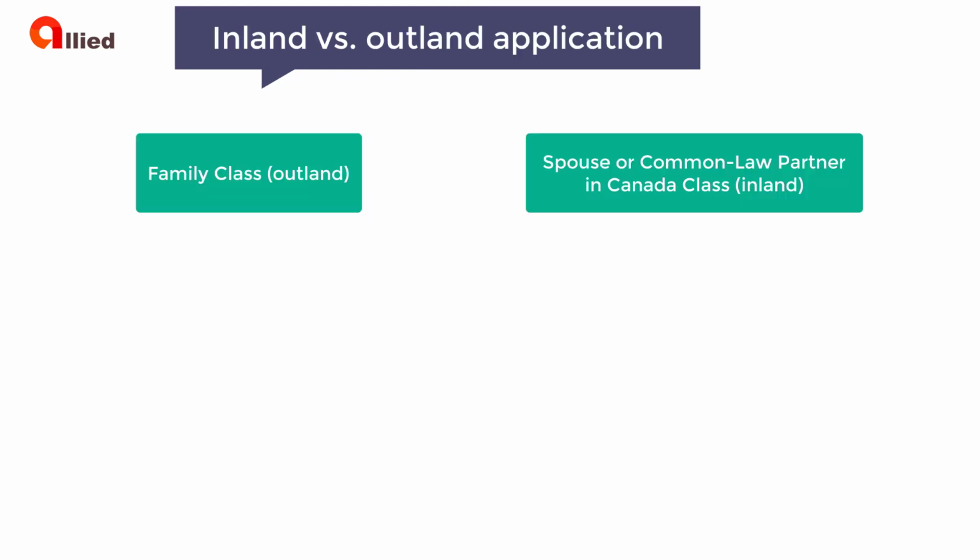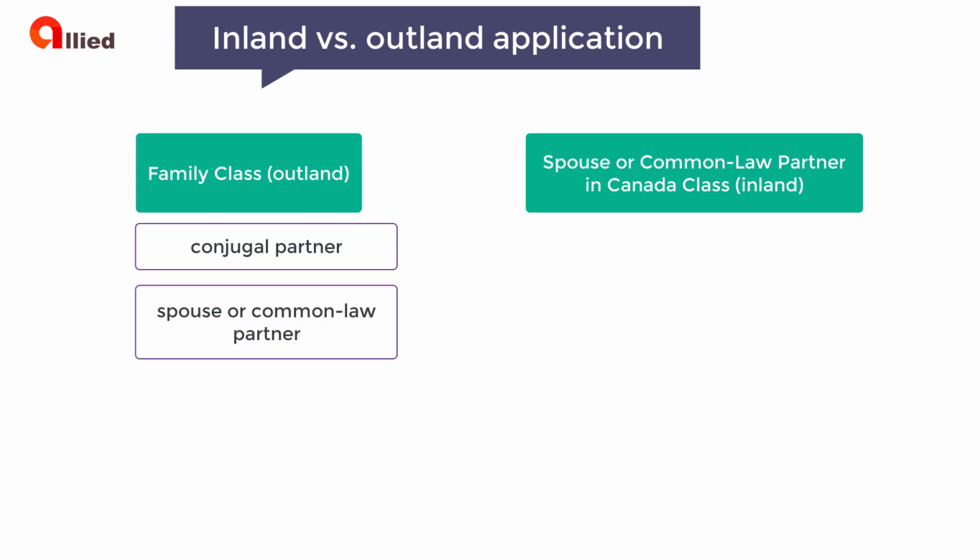Inland versus outland application. Before submitting your application, you must choose the class of application first. There are two classes of application: family class and spouse or common law partner in Canada class. Family class is usually called outland application, and the spouse or common law partner in Canada class is usually called the inland application. If you're sponsoring your conjugal partner, you must submit an application under the family class. If you're sponsoring your spouse or common law partner, you may sponsor them under the family class, or under the spouse or common law partner in Canada class. When you submit the application, you must specify the class of application on the checklist you'll submit, as the covering page for your application package.